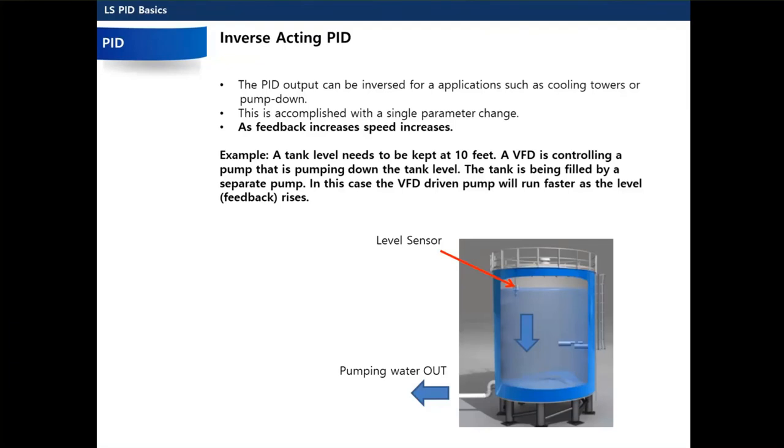If you think of an application like a tank level, in this diagram right here, let's say we need to keep this tank level at 10 feet, and the VFD is controlling a pump that is pumping down. So it's removing water from that tank. The tank is also being filled up by a secondary pump, okay? So in this case, the VFD is controlling the pump that's removing water from the tank. The pump is going to run faster as the level rises. We want to maintain 10 feet. If we go up to 11 feet, it's going to be running faster and faster because we don't want to overfill that tank. We're pumping down the level of the tank.